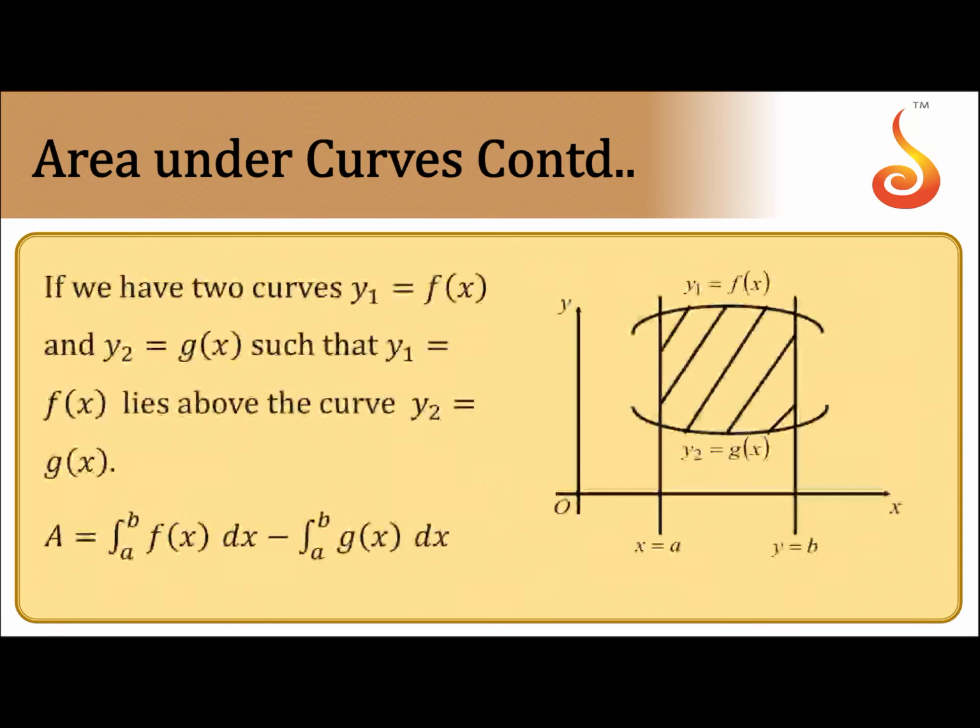So when two curves are given, y1 is equal to f of x, y2 equal to g of x, such that y1 equal to f of x lies above y equal to g of x, then integral a to b f of x dx minus integral a to b g of x dx. This in between area, you'll get it. Area under curve, so between these two curves, this is upper curve minus lower curve.